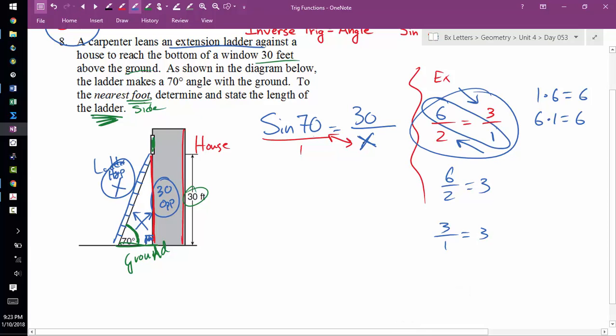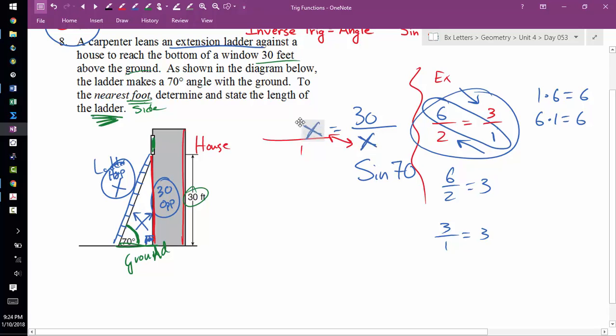And why this arithmetic trick that we're doing works is here it's not useful to have x in my denominator. It'd be really nice if I could get the sine of 70 to swap places with x, which I just saw I'm mathematically allowed to do. So I can rewrite it like that, and now it's x equals 30 divided by the sine of 70. And that makes my life so much easier.